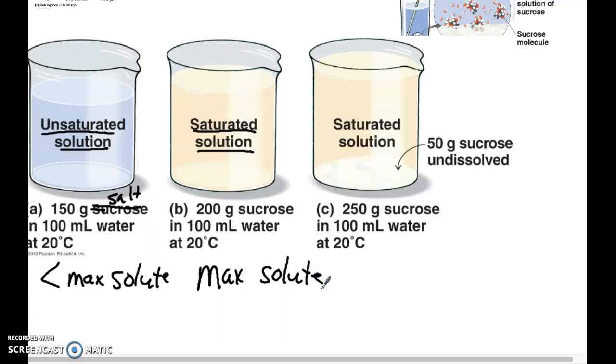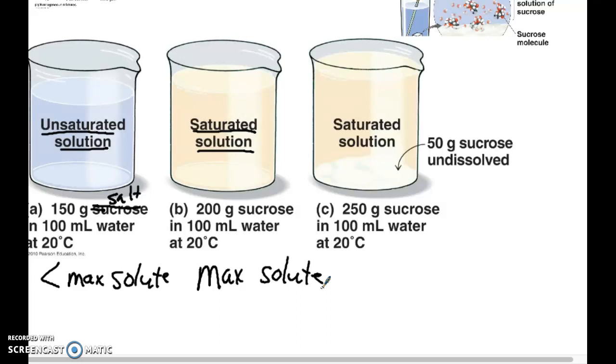Now, if you change the temperature, that's going to change how much it can hold. But at that temperature, that's the most it can hold, so that's considered the saturated solution. It can't hold any more at that temperature. Okay, so that would be a saturated solution.